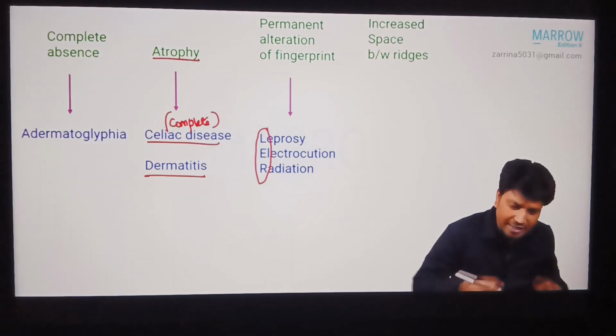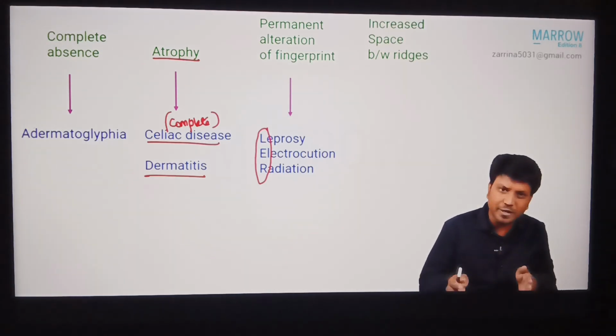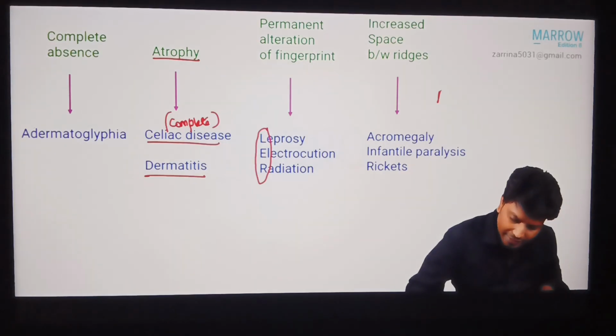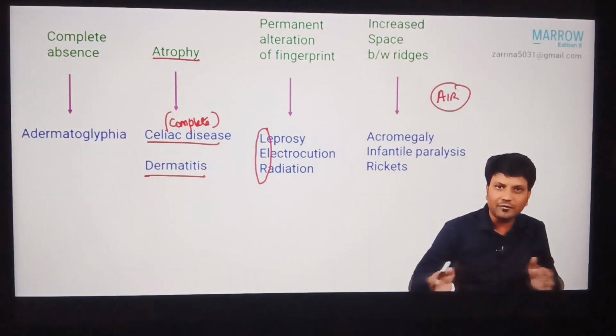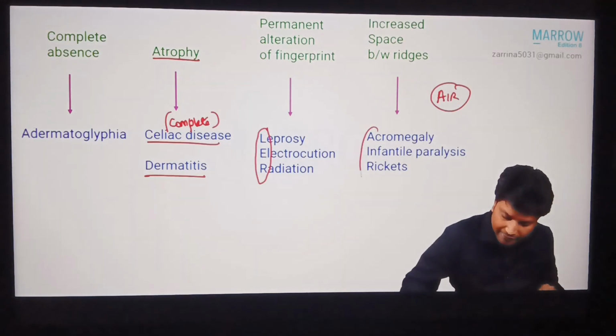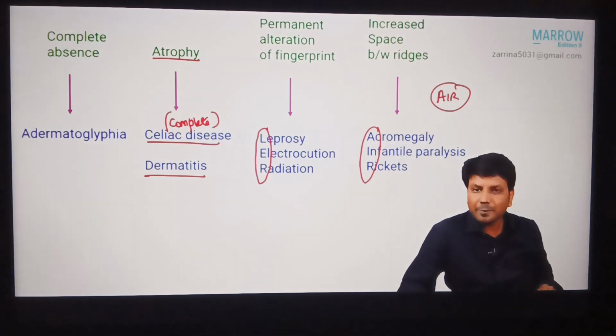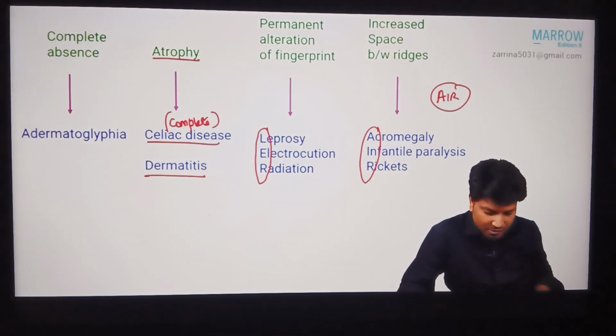There are some cases where there is increased space between the two ridges. Two lines will separate. Where do you get this? You can remember AIR. Air. In the air, it will fly out. Like that, these ridges fly. A for acromegaly, I for interosseous paralysis, and R for rickets. Right? So remember, this is important.